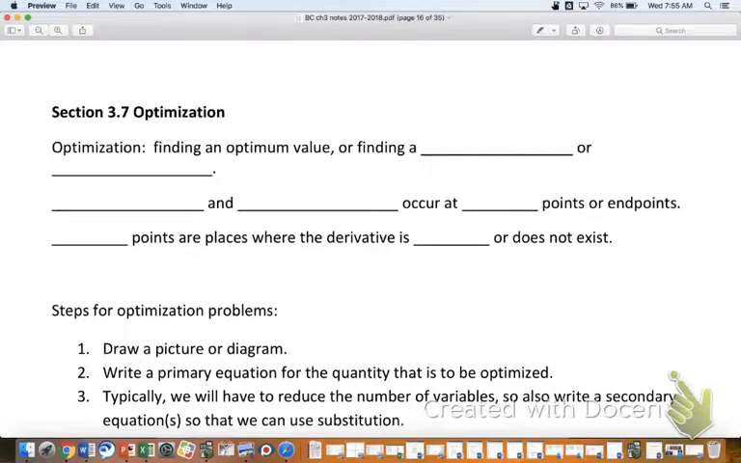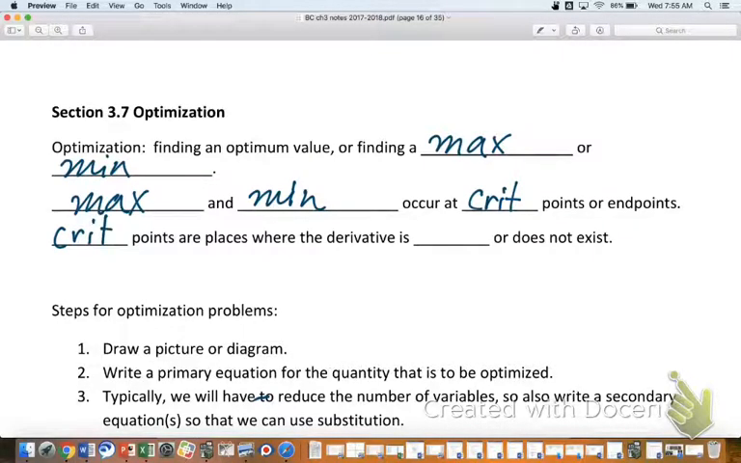Optimization is finding an optimum value or finding a max or min, yep. So we're looking for maximums or minimums here. Optimization is just a broad way of saying both. Blank and blank, what do you think goes in those two blanks? Maxes and mins, yep. Those occur at critical points, which we've talked about previously in this unit, or endpoints, potentially. And critical points, or critical numbers, sometimes we call them, are places where the derivative is blank or does not exist.